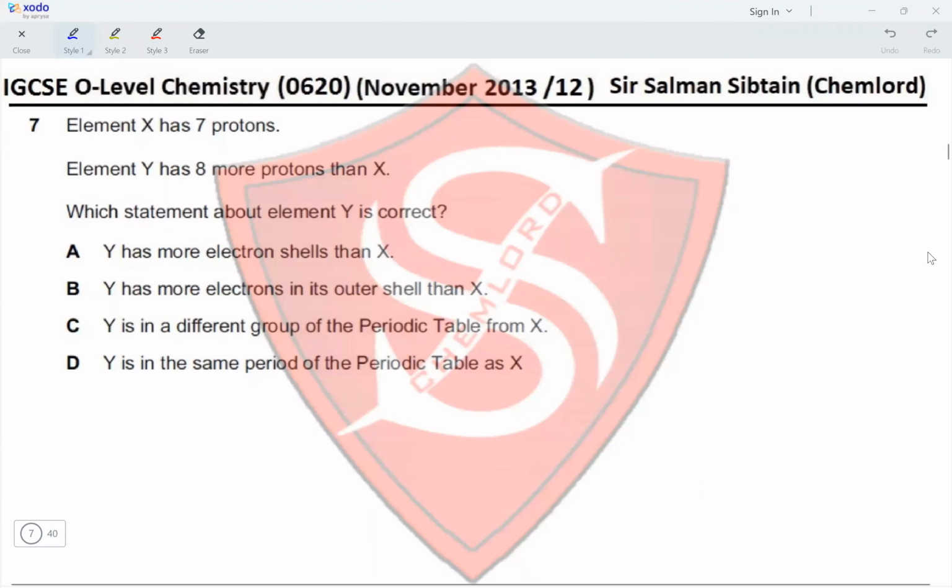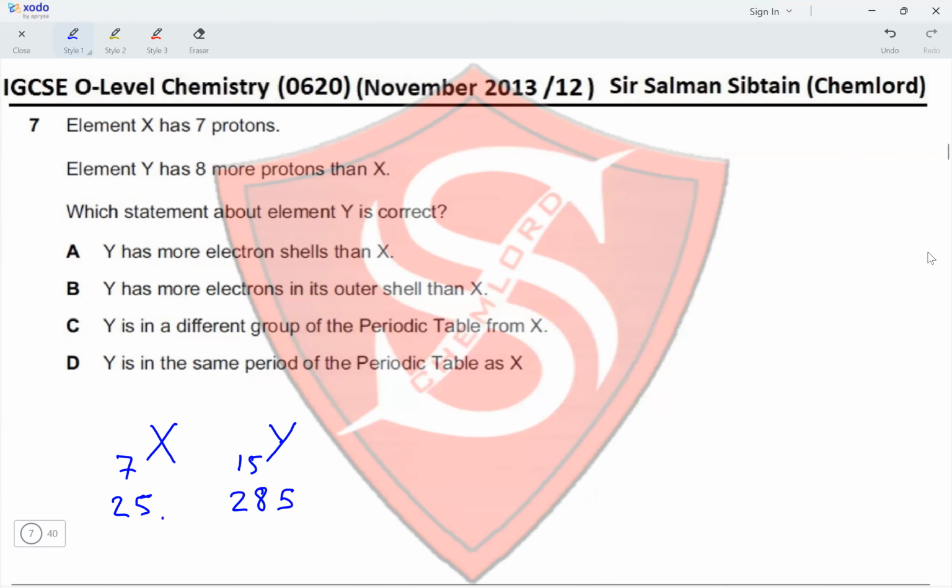Question 7. Element X has 7 protons. Element Y has 8 more protons than X. So X would have a proton number of 7. Y would have a proton number of 7 plus 8, which is 15. Okay, which statement about element Y is correct? Y has more electron shells than X. So for 7 protons, there would be 7 electrons. So the electronic configuration would be 2, 5. And for Y, the electronic configuration would be 2, 8, 5.